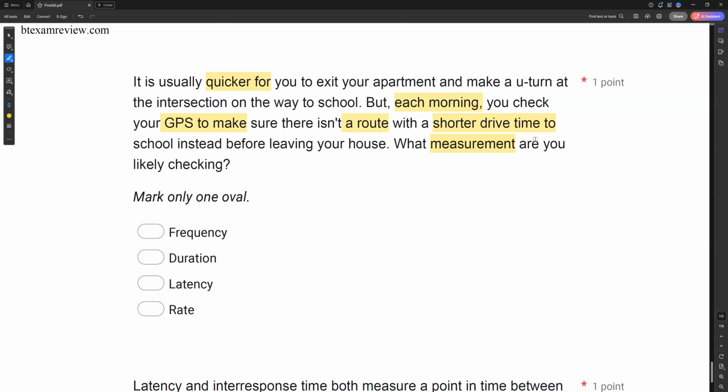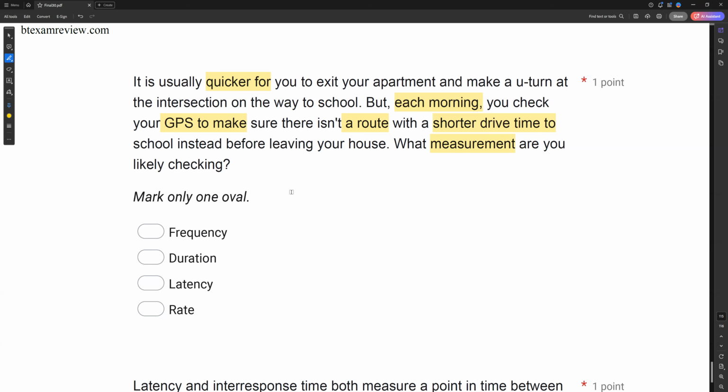No, because you're looking at the time. You're looking at the length of time. So what you're looking at is B, duration. You're looking at the length of time that you're driving on these routes. You're looking at the duration of each route. Remember, duration is the length of time of one response. And so in this case, what duration are you driving on this route?